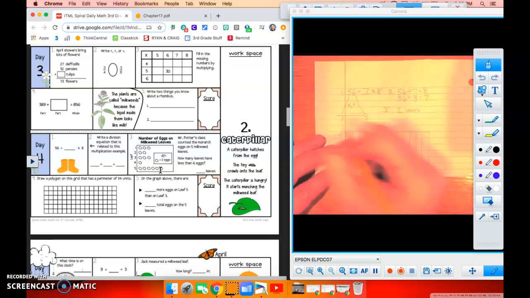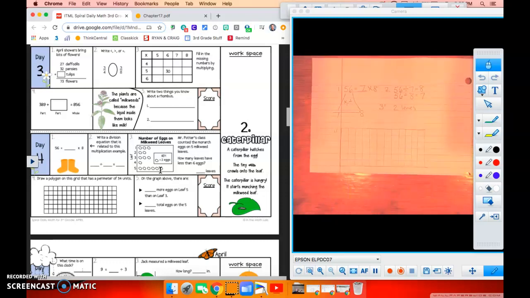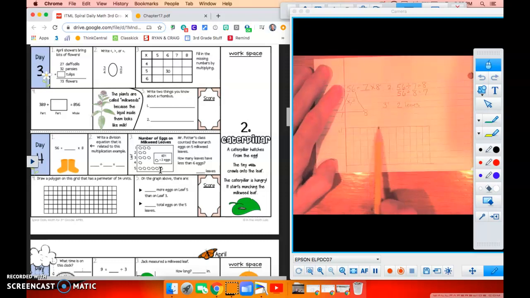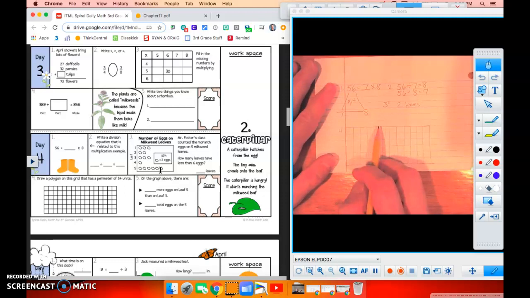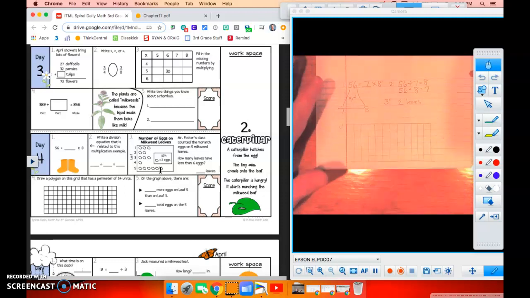Okay, I went and did just a little bit of work ahead of time. I put the number 4 on here and drew a little. It's not quite as long as yours, but it's about the same thing. So draw a polygon on this grid that has a perimeter of 34. Now, if you remember, perimeter is the distance around, like the rim, the fence around the farm. We're going to draw that perimeter on here. Remember, the area is the part in the middle, right? So let's look at that perimeter.